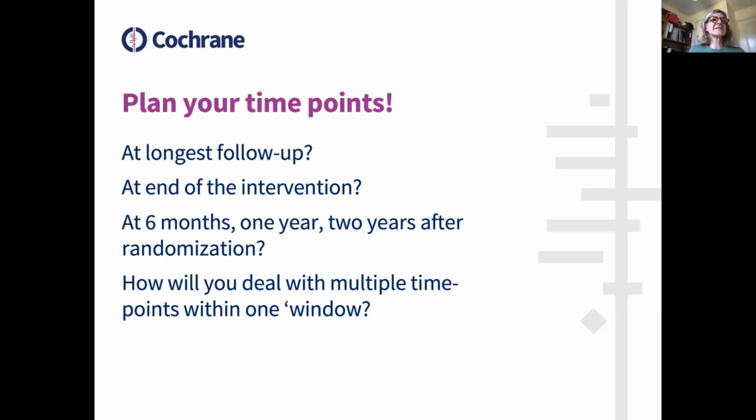So I think those are things that are often perhaps not considered up front, but which are important. And planning your time points will, again, help you plan your syntheses.